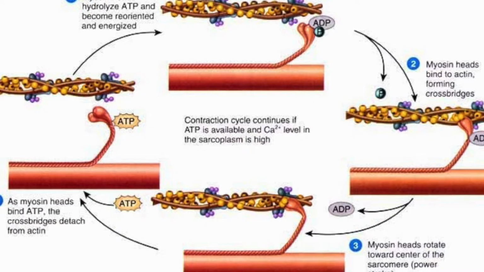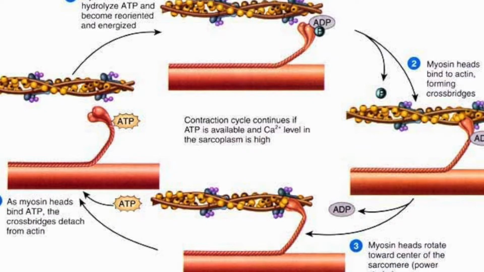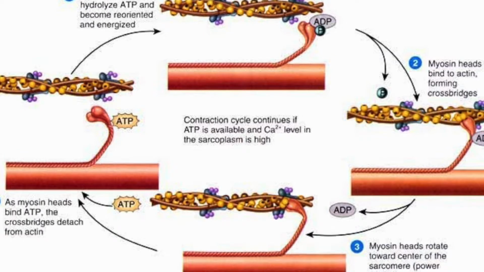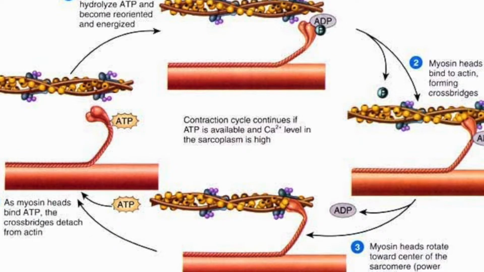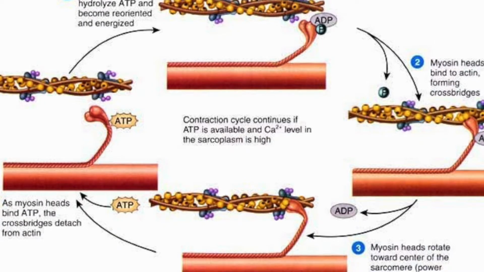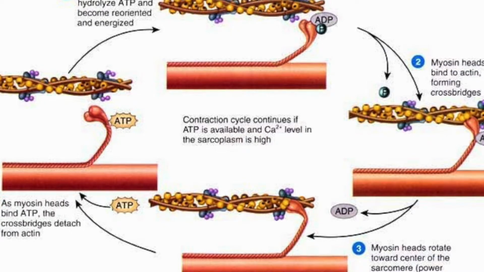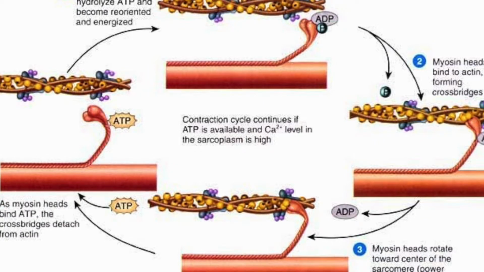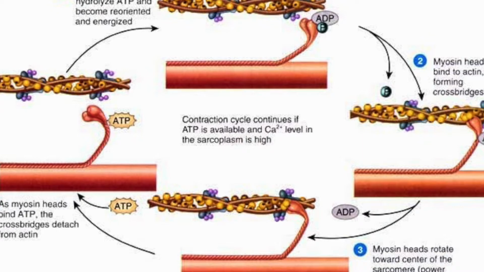And a little summary is, according to the sliding filament theory, the myosin, thick filaments of the muscle fibers slide past the actin, which are thin filaments, during muscle contraction, while the two groups of filaments remain at relatively constant length. And here's a quick reminder of all the structures involved.